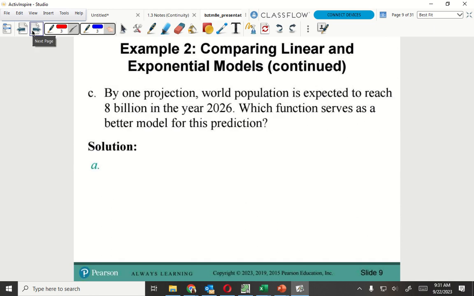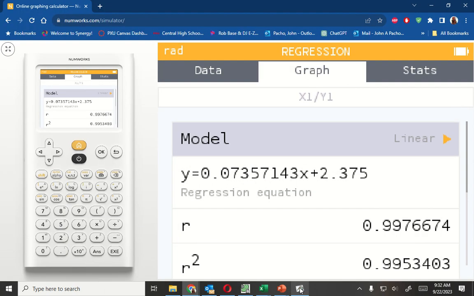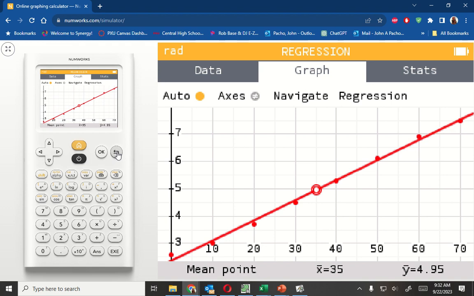Now, by one projection, the world population is expected to reach 8 billion by the year 2026. Which of these functions serves as a better model for this prediction? Okay, so now, let's see. I'm going to try both models. Let's go back to my graph. Actually, let's say the exponential.